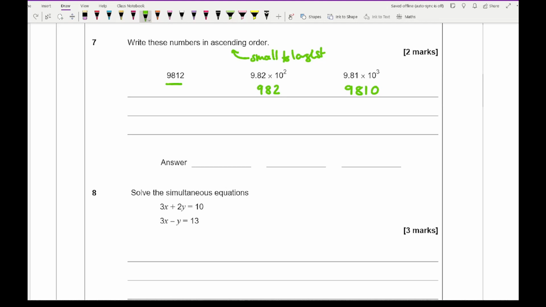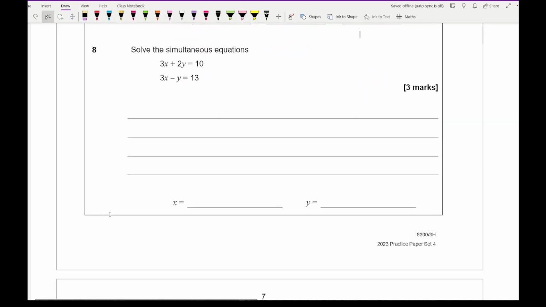So writing these, I can either write the numbers in ordinary form, or I could write it in the form that it's given to me in the question. I tend to prefer to write it in the way that it's given to me in the question. So it's going to be 9.82 times 10 to the power 2, 9.81 times 10 to the power 3, and 9.812 rather.